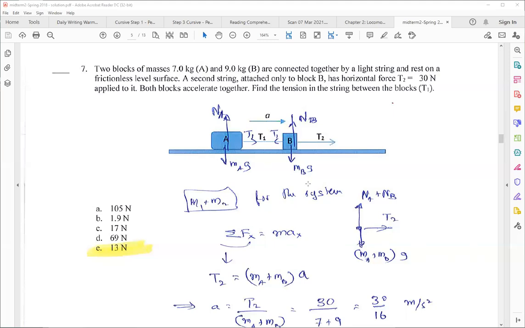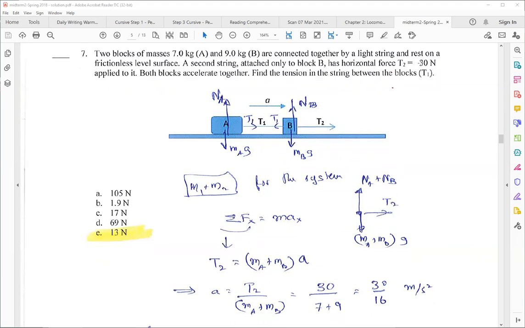Now you have two blocks, of masses 7 kilograms and 9 kilograms, connected together by a light string and resting on a frictionless level surface. A second string attached only to block B has a horizontal force T2 equal to 30 newtons applied to it. Both blocks accelerate together. Find the tension in the string between the blocks, T1.